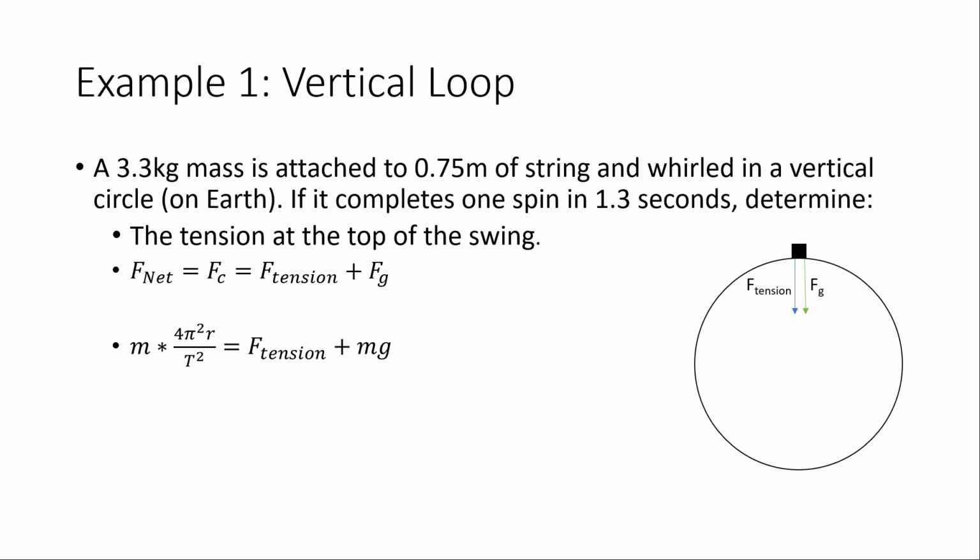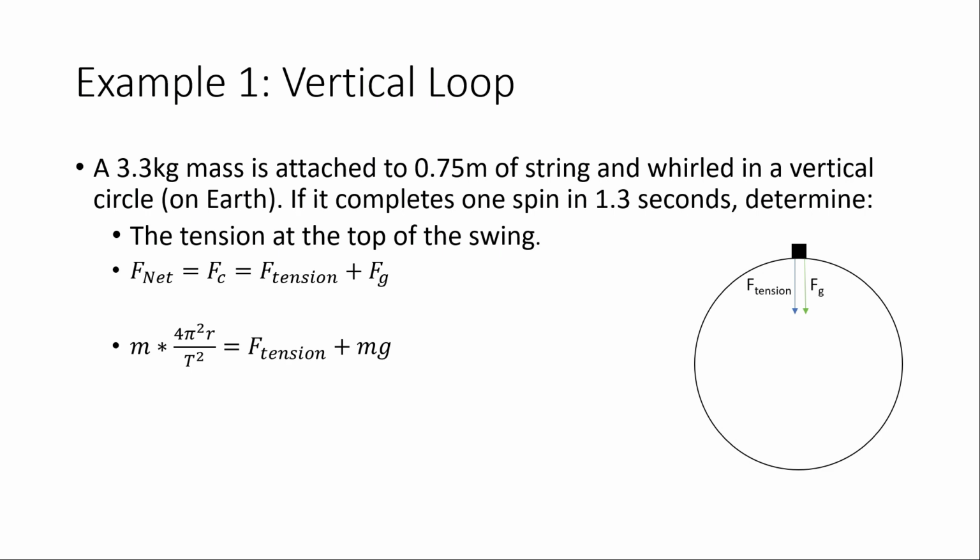The first example is a vertical loop. If I have a 3.3 kilogram mass attached to 0.75 meters of string, and we whirl it in a circle on the Earth, and it completes one spin in 1.3 seconds, can I determine the tension at the top of the swing? So ignore that math right now, and look at that diagram. That diagram has the tension force and the gravity force at the top of the swing. The rope would be pulling it down, and gravity is also pulling it down. So now we can look at our math.